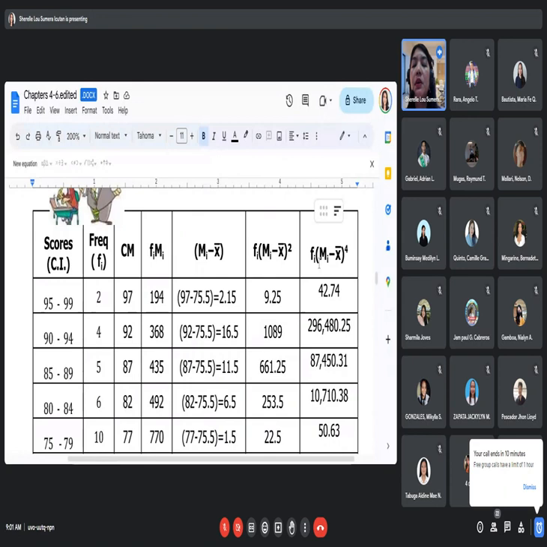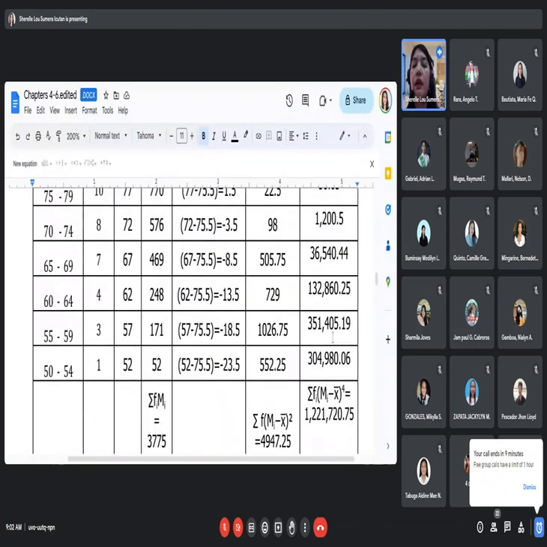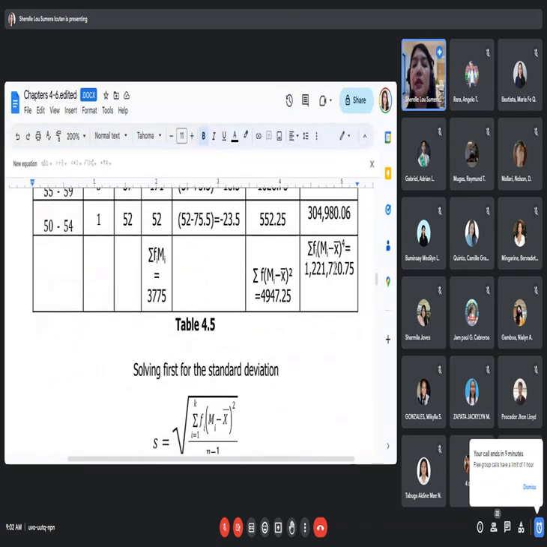Ang common mistake ng mga estudyante is, in-square nila to, 2.15, tapos tinimes nila sa fi, nakuha nila yung 9.25. Tinamad na sila, ang ginawa nila, 9.25 in-square. Iba siya. Kunwari, 9.25 times 9.25, kahit compute nyo, magiging mas malaki na sa 81. Pero it's not. 42.74 lang. So, anong gagawin nyo? Yung 2.15, yung mi minus x bar, yan yung i-raise nyo sa 4 before you multiply it to fi. O, yan. So, you just have to get the sum.